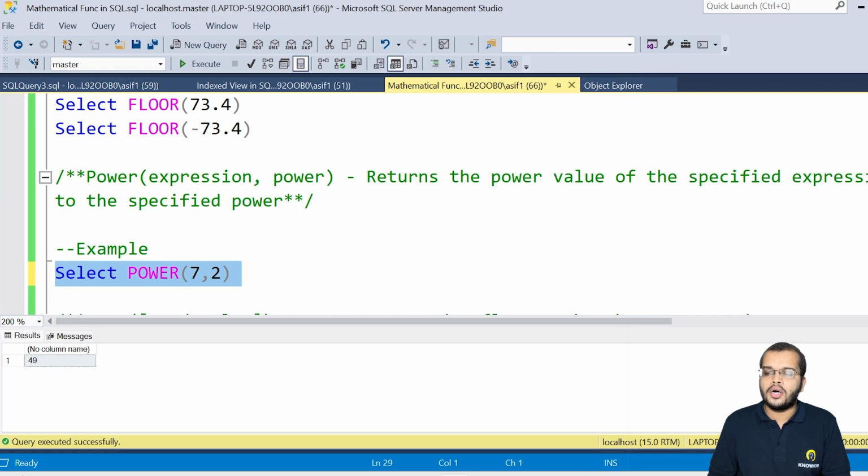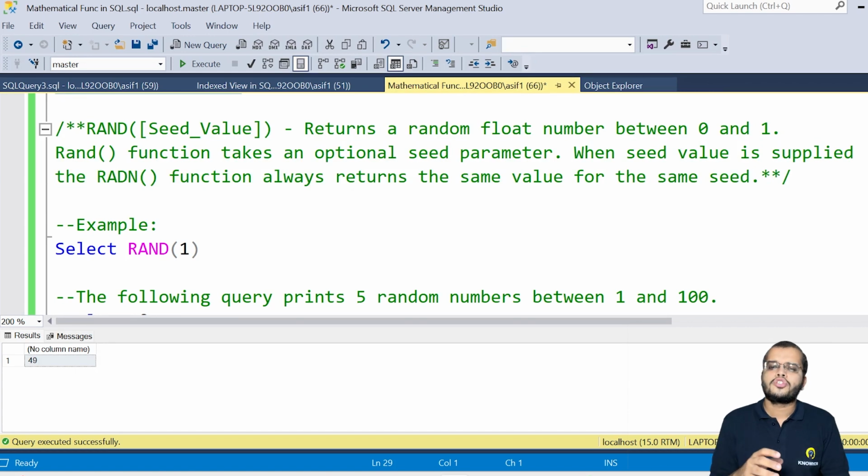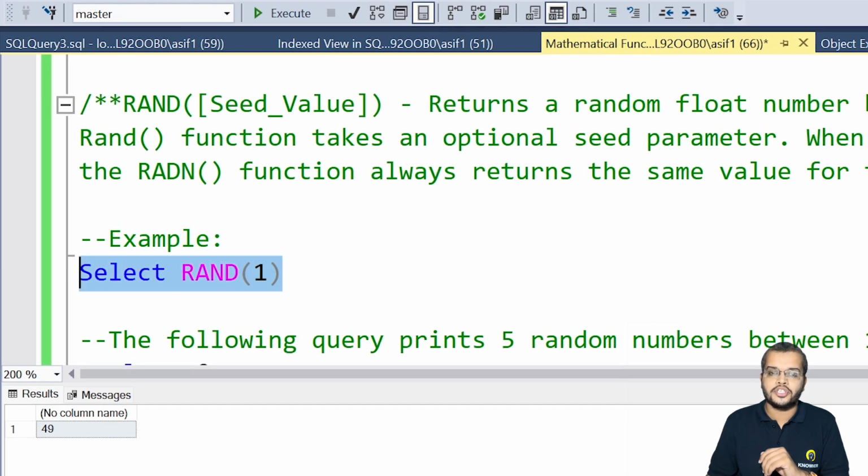Now let me walk you over another type of mathematical function that we have, random. It returns a random float number between 0 and 1, and rather than writing the complete word RANDOM, we are just writing RAND. So I'm just writing select random of 1. When I'm executing it, it is giving us some 0.7135. When we give a seed value, it will always return the same value for the same seed. So that is the random function.